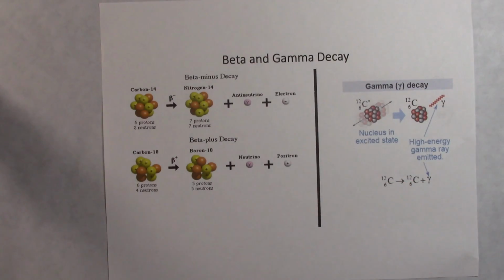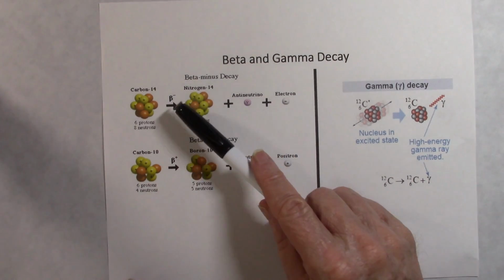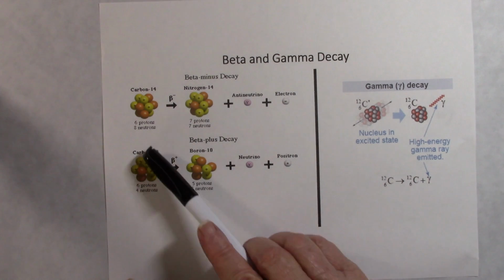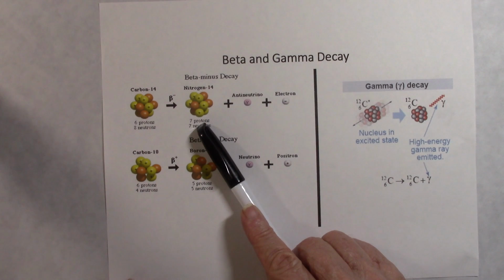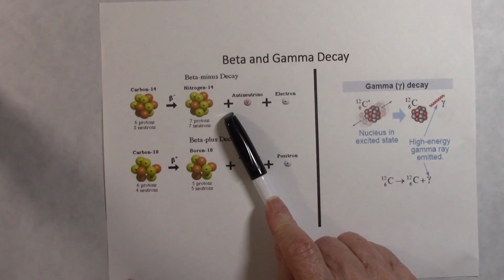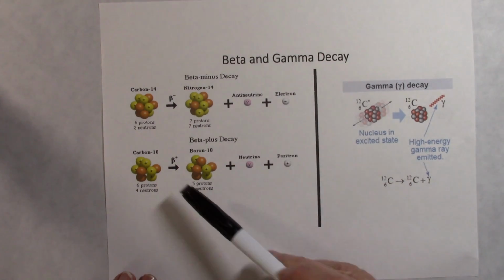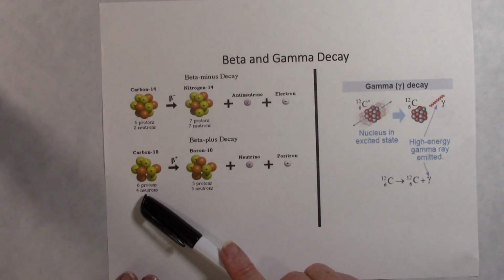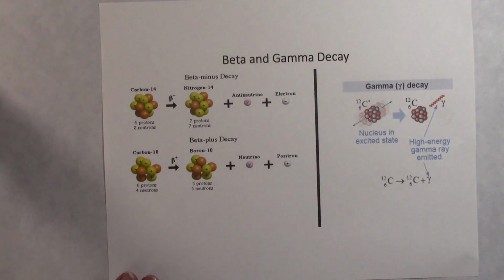The next type is beta decay. There's beta minus and beta plus. In beta minus decay, the number of neutrons is decreased and the number of protons is increased, and there is an expulsion from the nucleus of an electron. In beta plus decay, the number of neutrons is increased and the number of protons is decreased, and expelled from the nucleus is a positron.